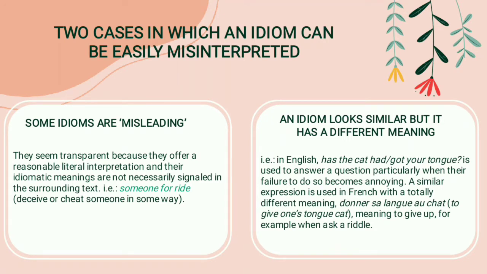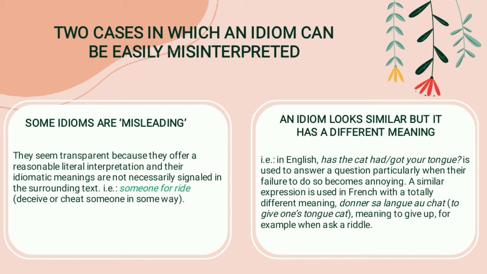And there are two cases in which an idiom can be easily misinterpreted. The first is some idioms are misleading, so they seem transparent because they offer a reasonable literal interpretation and their idiomatic meanings are not necessarily signaled in the surrounding text. For example, "take someone for a ride." It means to deceive or cheat someone in some way.